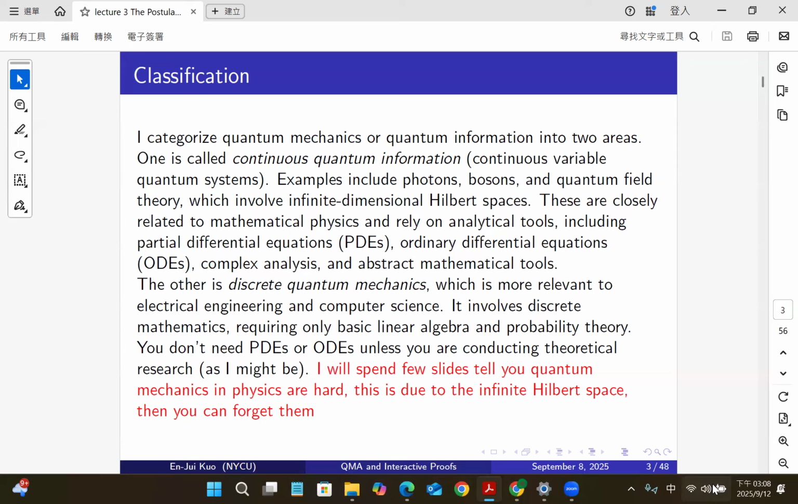So I will spend a few slides on why this part of quantum mechanics is hard compared to the other. Actually, they are all difficult, but they are not difficult in the same way. They are difficult in different aspects. One reason why quantum mechanics, when you first learn it in a physics department or other engineering department, feels difficult is that you are fighting with the so-called infinite Hilbert space. It's different from this linear algebra.